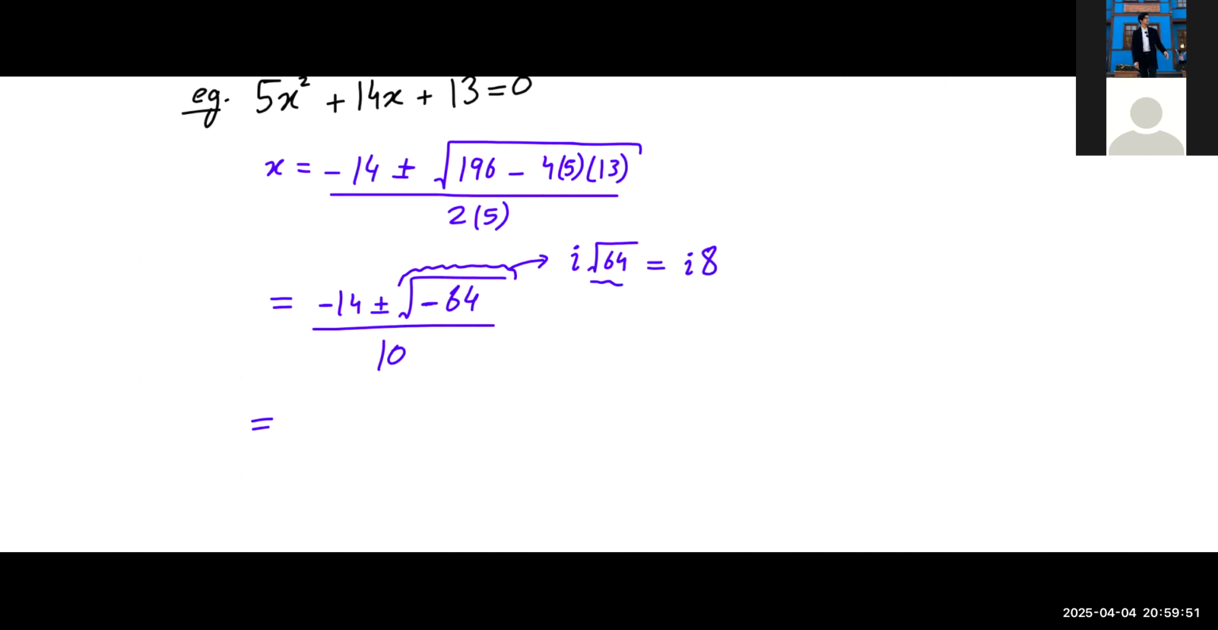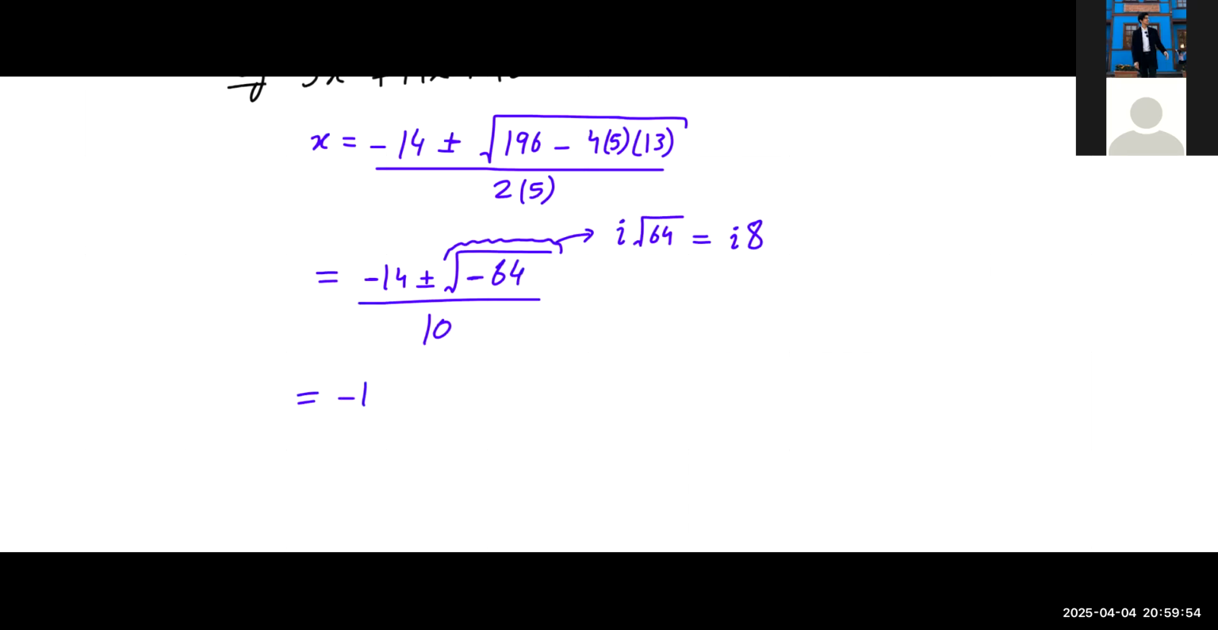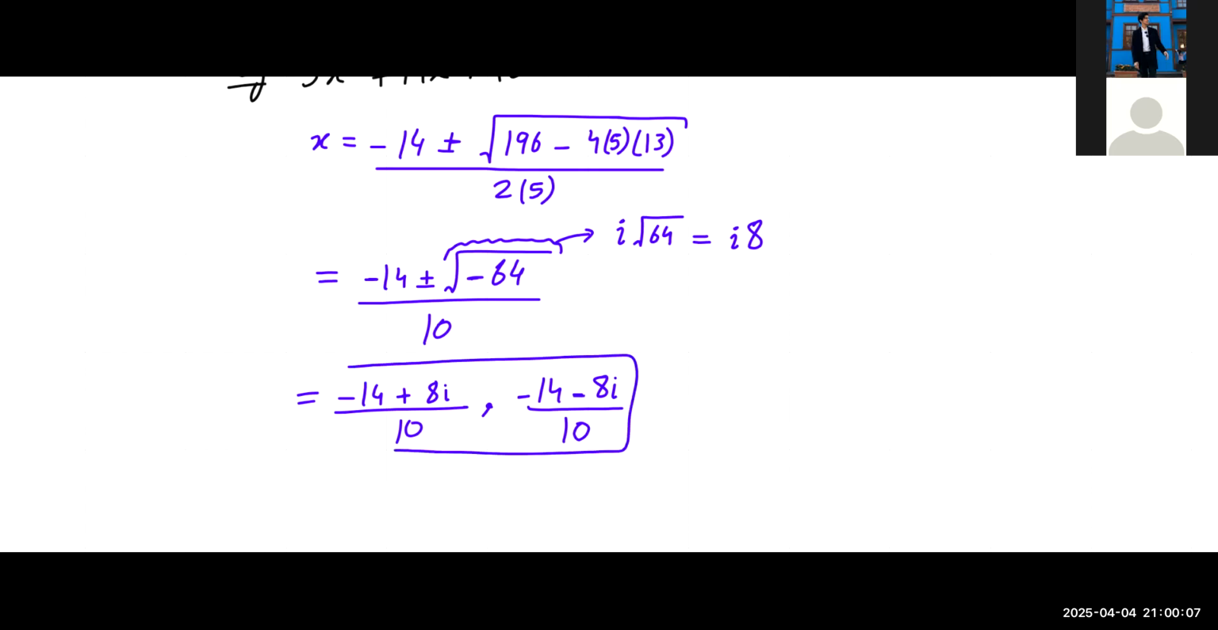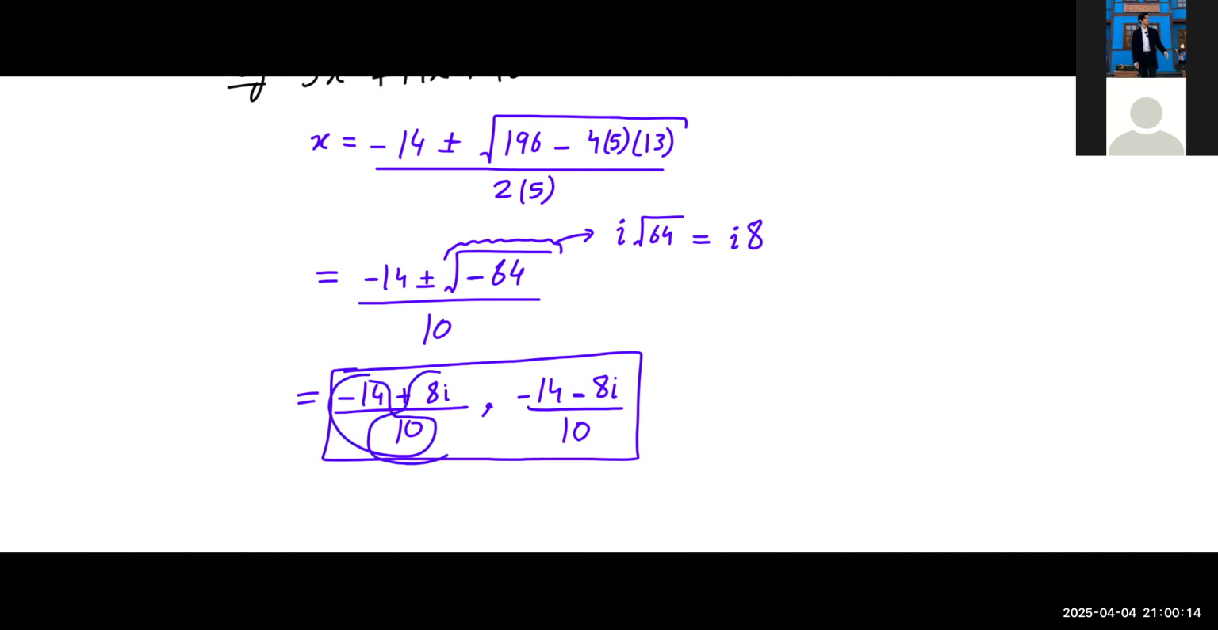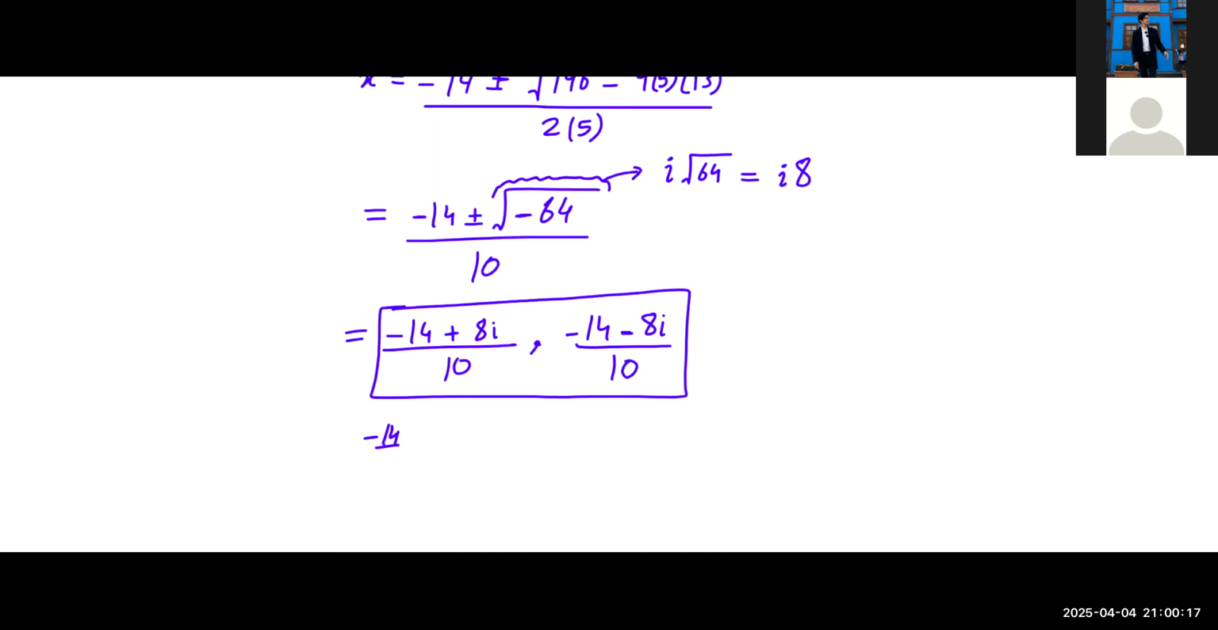The root of 64 is 8, which means we really just have minus 14 plus 8i over 10, and minus 14 minus 8i over 10. As you can see, these always pop up as conjugates of each other, just because of how the quadratic formula works. So these are your two answers. They're clearly complex because you have a real part and an imaginary part. The real part is minus 14 over 10 and the imaginary part is 8 over 10. And here the real part is minus 14 over 10 and the imaginary part is of course negative 8 over 10 because it's a conjugate.